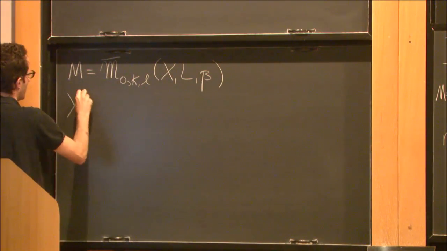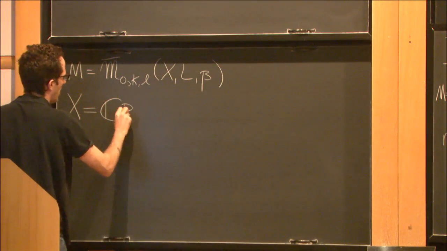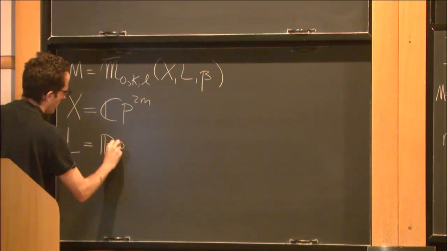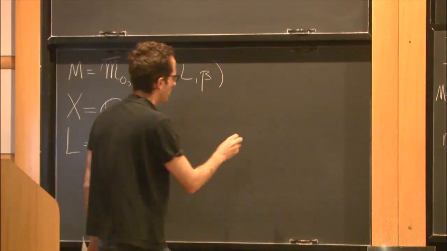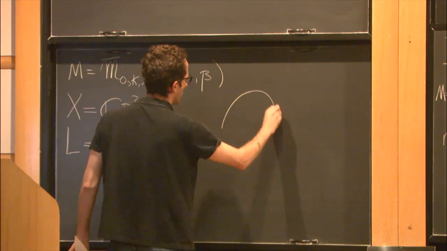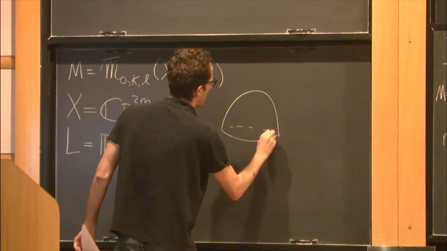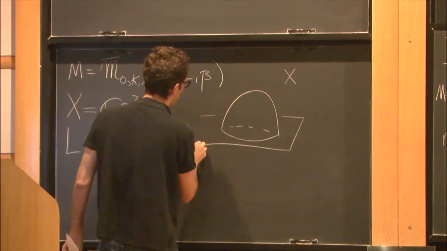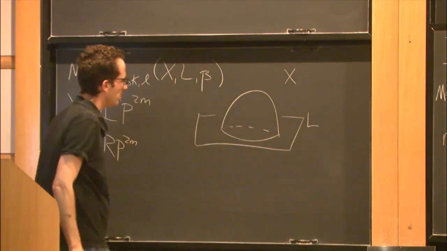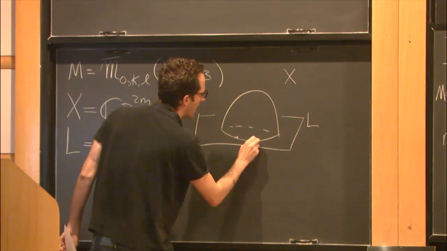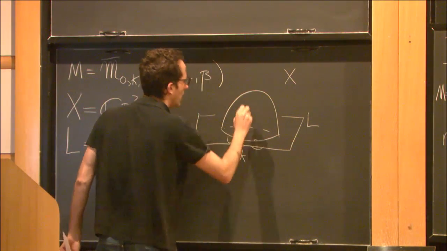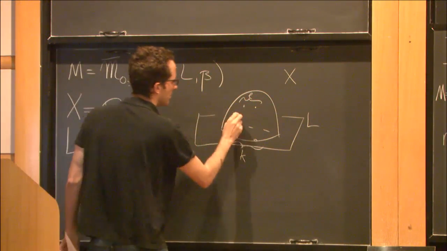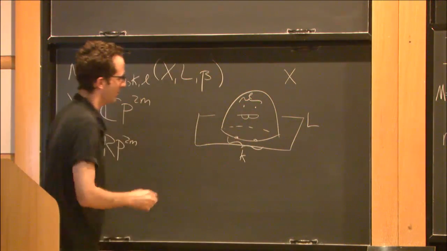So here, these are holomorphic disks sitting inside CP^2m with boundary on the Lagrangian RP^2m. So the picture you should have in mind is the following. You have this disk living inside X, and the boundary of the disk is constrained to lie on the Lagrangian. And this disk has k boundary markings and l interior markings, and beta here is the energy or the degree. So you get something like this.